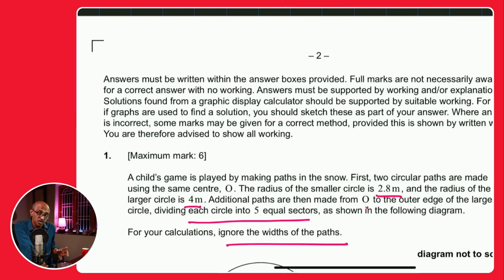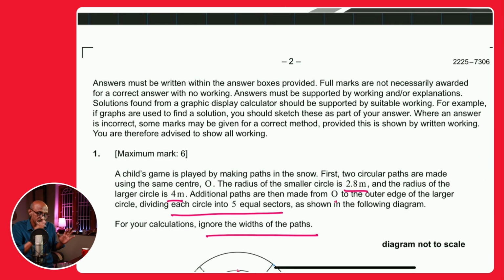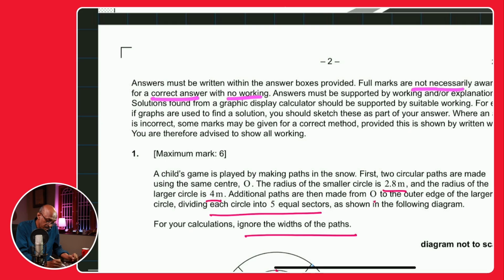Let me go through this first instruction, because this is what I mean by sketching the graph. It says answers must be written in the boxes provided. Full marks are not necessarily awarded for a correct answer with no working. So if you have given the correct answer and just written a equals 3, full marks are not awarded. My tip would be always keep an eye on the marks, and get into the habit of this. Even if your answer is correct and there's no working, IB says in the question paper itself that you're not going to get full marks. Answers must be supported by working and or explanation. So working is very important.